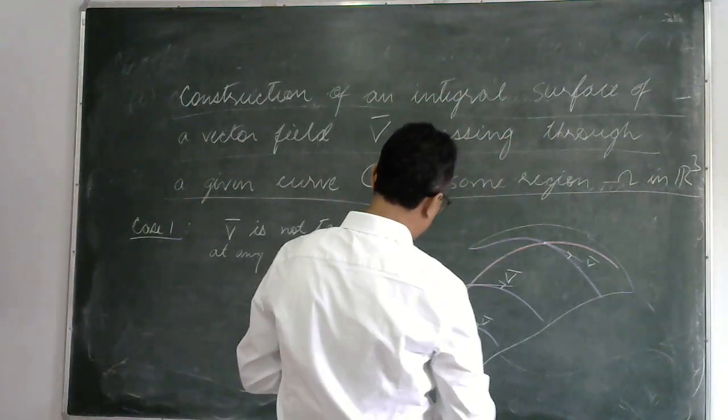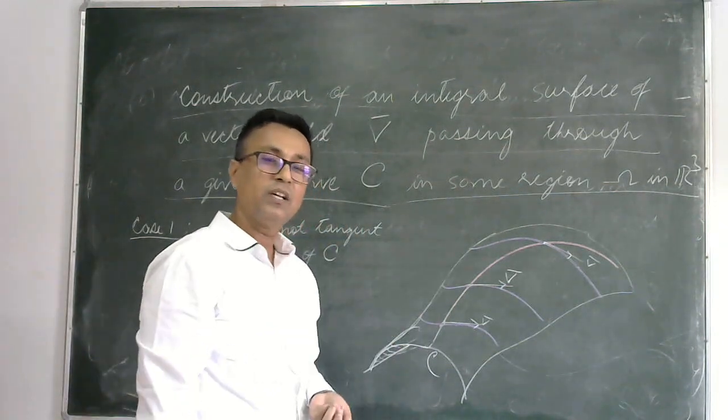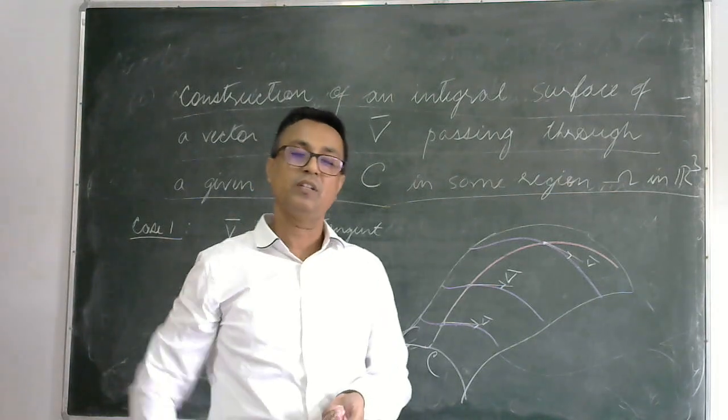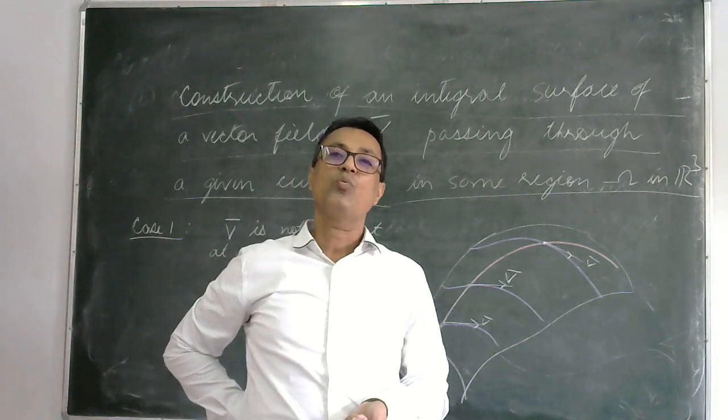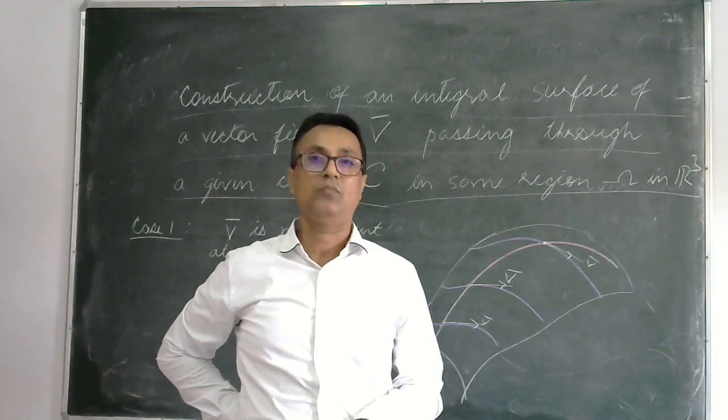Now it looks pretty straightforward and easy, but remember another piece of information: through a particular point lying on the curve C, we will be able to draw only one integral curve. Why?